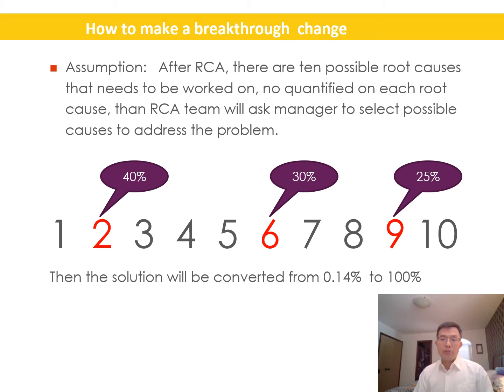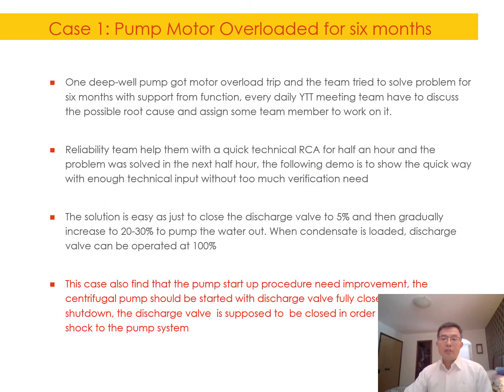So here is an example. If we find that number 2, 6, and 9 contribute 40%, 30%, and 25% of the failures, then the solution is guaranteed to solve the problem, and the probability converts from 1.4% to 100%. In theory, that is perfect. But how can we do that?